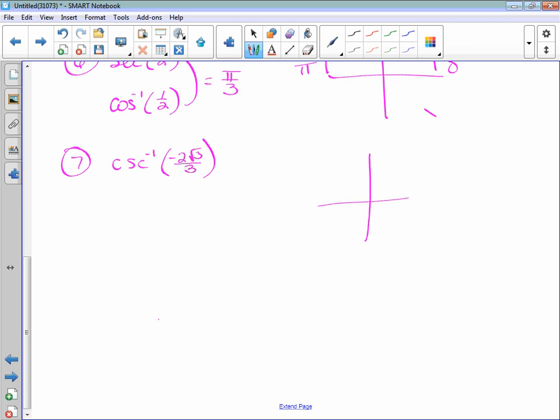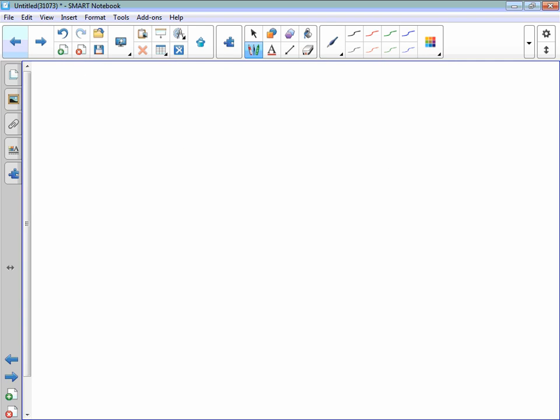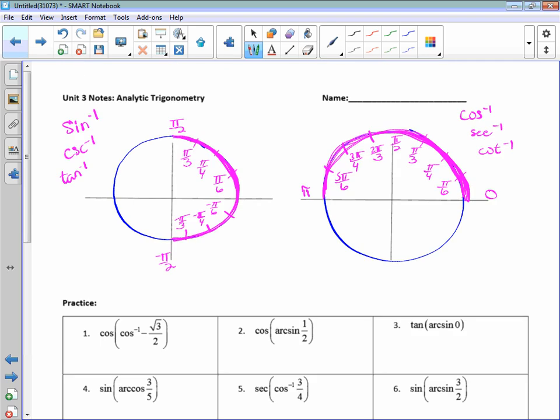Okay, there's not negative 5 pi over 6, but this is cosecant. This part goes with sine. Did you write that down? Okay, go to lunch. We'll continue after lunch.